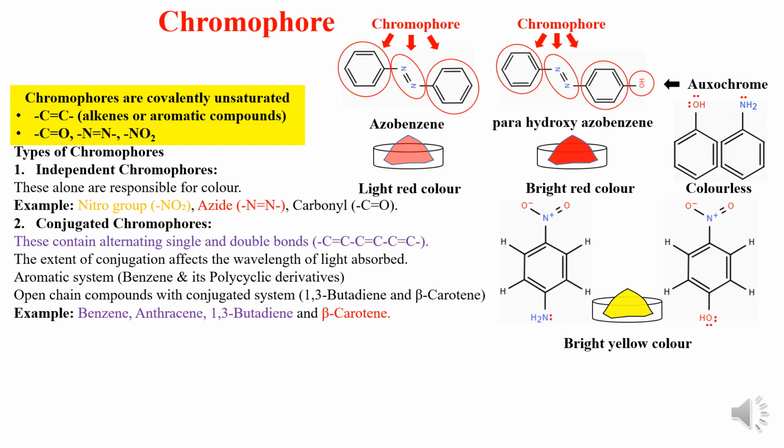Now the second type of chromophore is the conjugated chromophore. What is conjugation? Conjugation is nothing but alternate presence of single and double bonds. This type of conjugation can be seen in aromatic compounds like benzene and its polycyclic derivatives like naphthalene, anthracene, and phenanthrene.